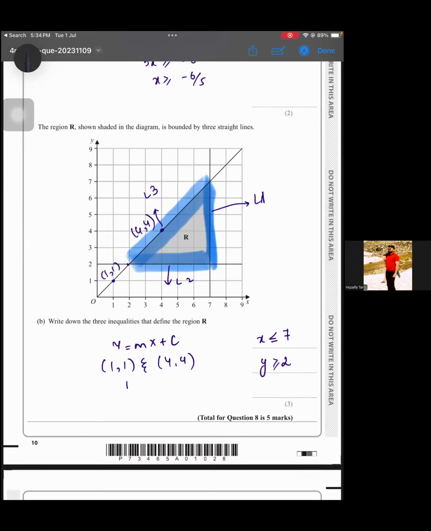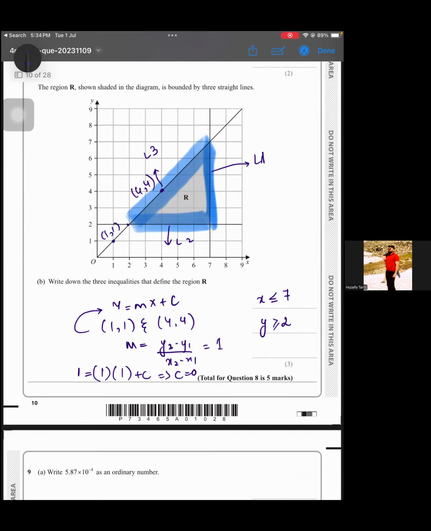By using the formula for the gradient, which is y2 minus y1 over x2 minus x1, we can find the gradient, which is equal to 1. For c, we can substitute any of the coordinates in the equation. So if you substitute, 1 equals gradient 1 times x, which is also 1, plus c. So the value of c is equal to 0. In short, we have y equals x. And if we write down the inequality, it will be y is less than or equal to x. So this will be your final equation.